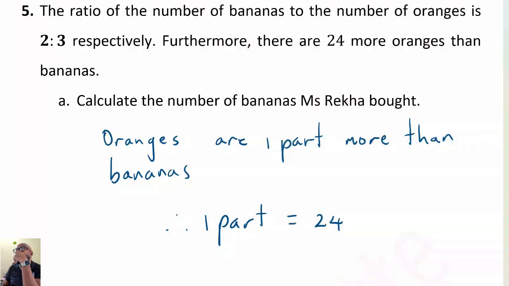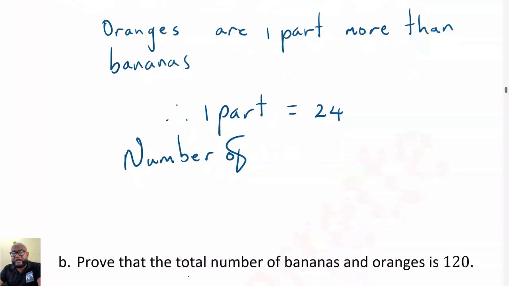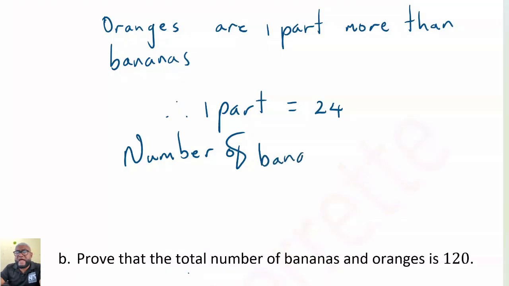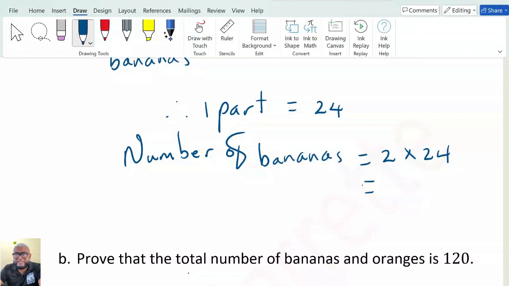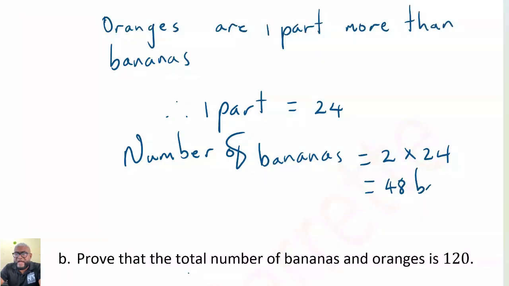So what it asks us, calculate the number of bananas that Ms. Rika bought, right? So bananas is represented by how many parts? 2. So the number of bananas will be equal to 2 multiplied by how much 1 part is? 24, which would be 48. 48 bananas. And what did they say next?